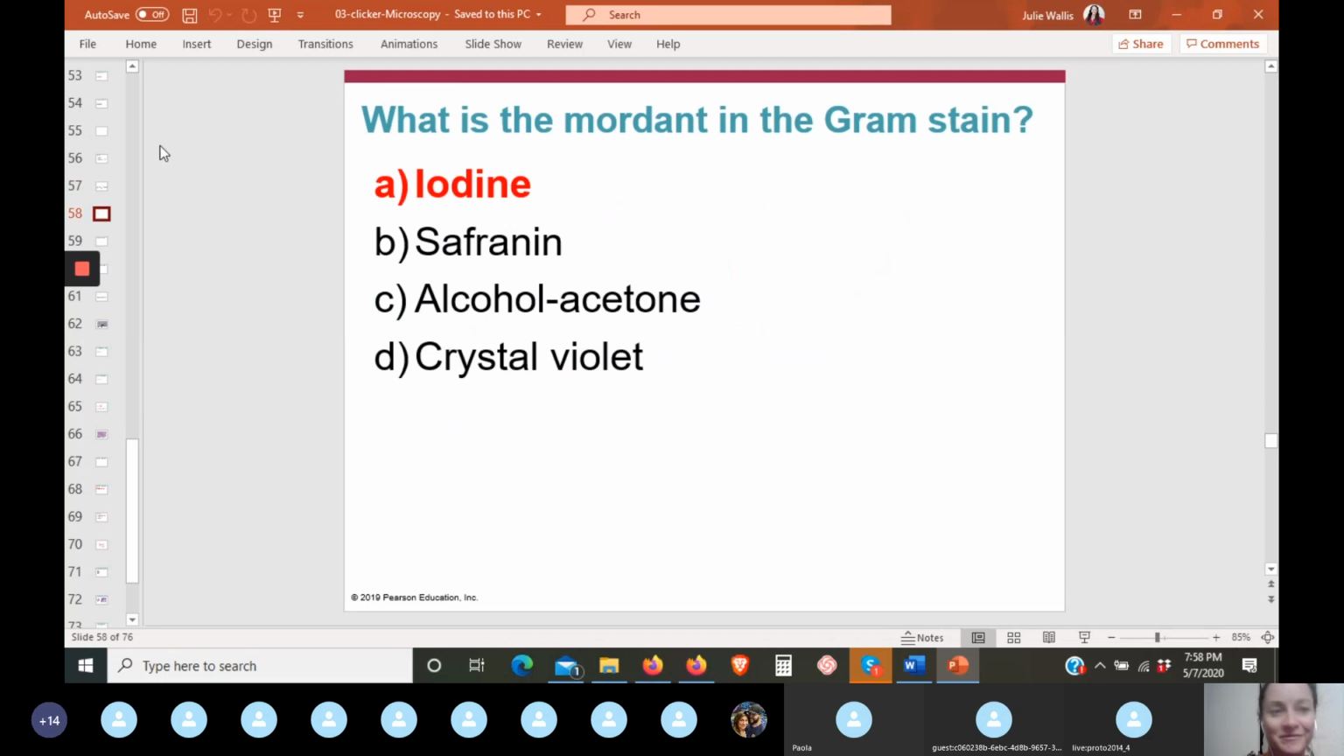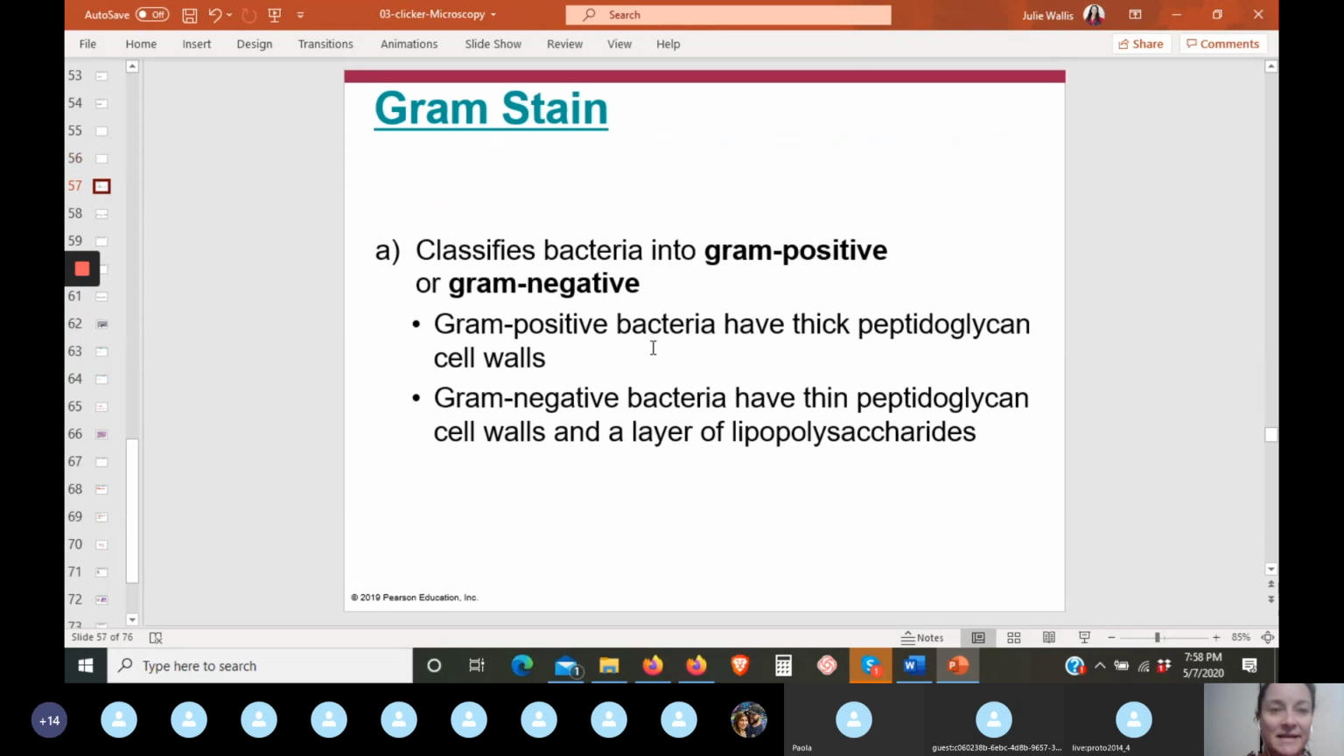See if I have it here. Okay, it just got mixed up. It is iodine. A mordant is a substance that basically glues the dye to the organism.